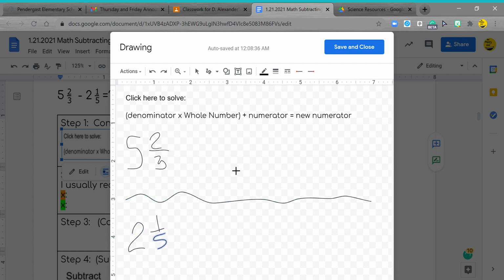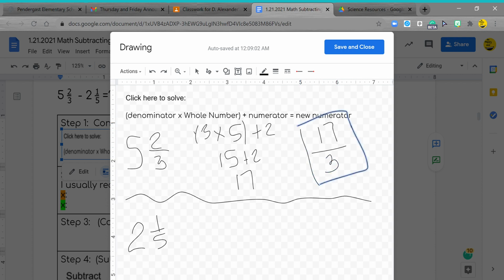So the first thing I'm going to do is it says denominator times whole number. I'm going to go 3 times 5. And then I need to add the 2. Okay, we know that's 15 plus 2, which gives us 17. And we have 17, and what is my denominator? Yes, you guys, it is 3. So here is my improper fraction. Remember, my improper fraction is the same amount as my mixed number.